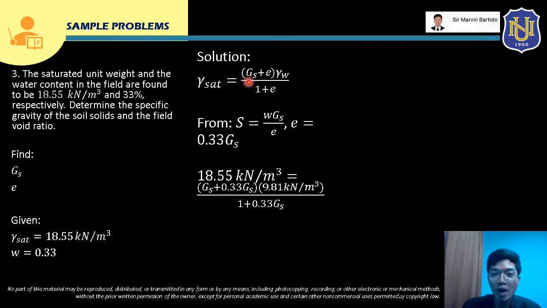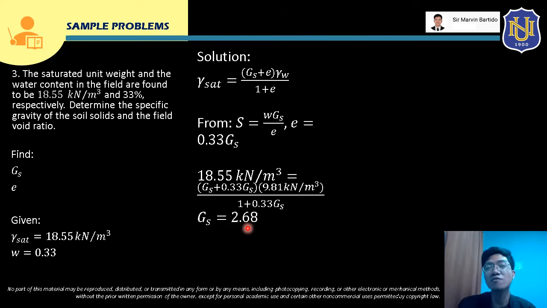And then, over 1 plus e, equals 0.33 G sub S. So, the only unknown here, class, is G sub S. So, we can solve for G sub S. Solving for G sub S, this is 2.68. Okay, the value of G sub S, class, is 2.68.